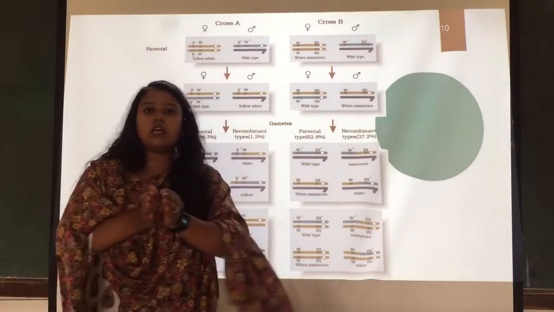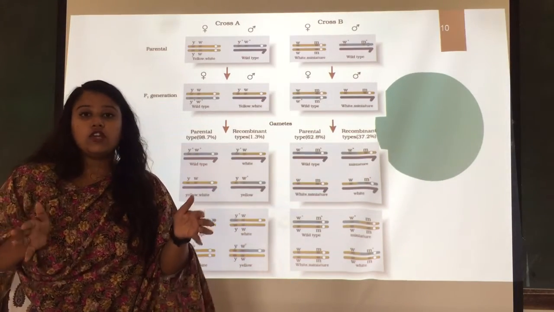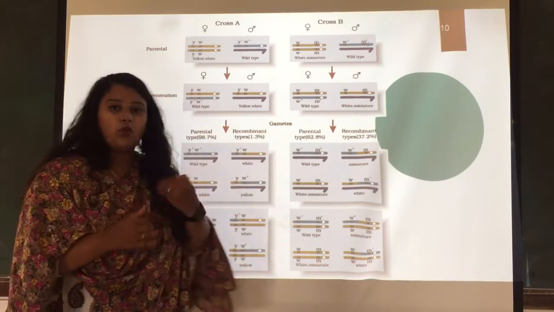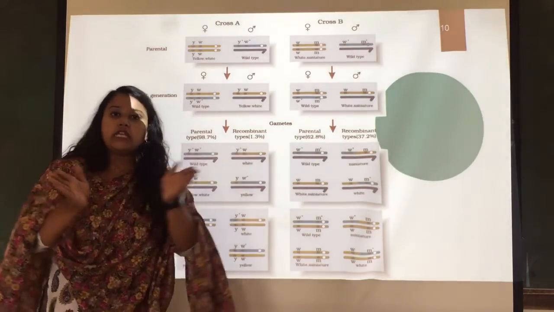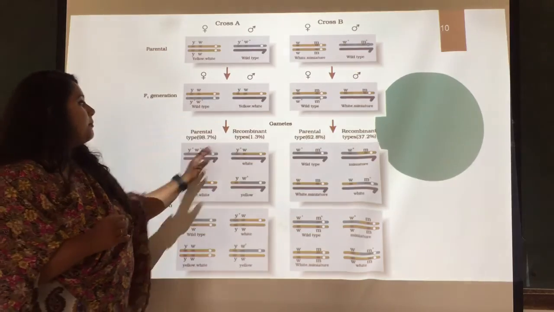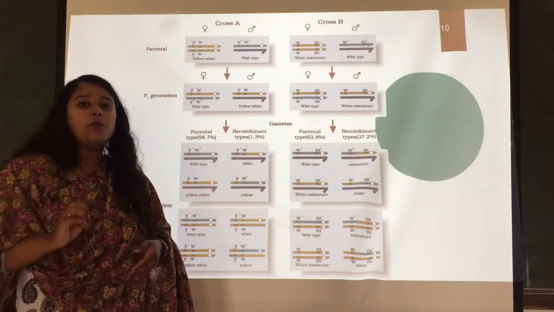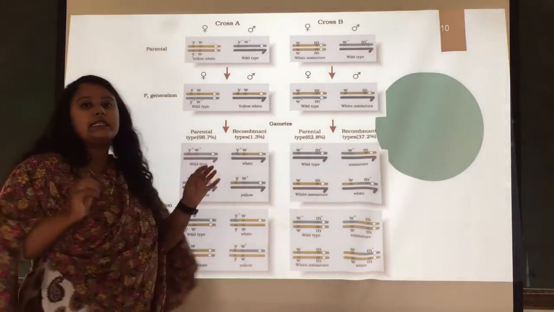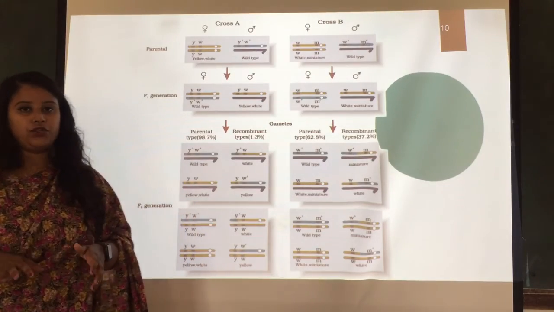So when the genes are located far from each other, the recombination is more, and when the genes are located nearer to each other, then the recombination rate is less. So I hope you are very clear with these terms, that is linkage and recombination, right?